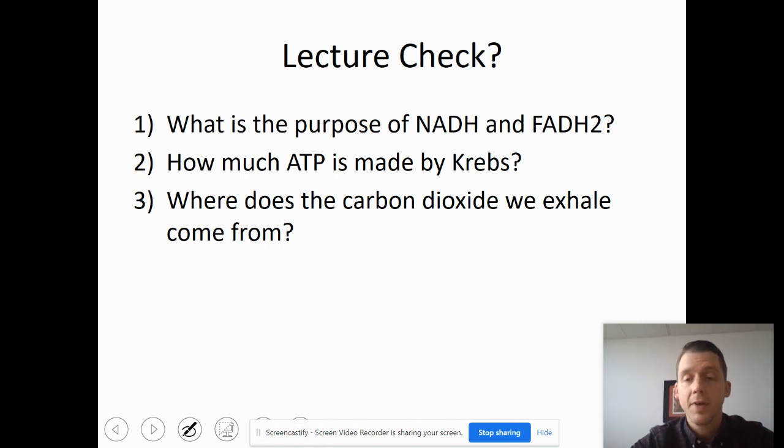Okay, we're going to stop there for now. Next up is going to be the electron transport chain. Let me know if you have any questions.